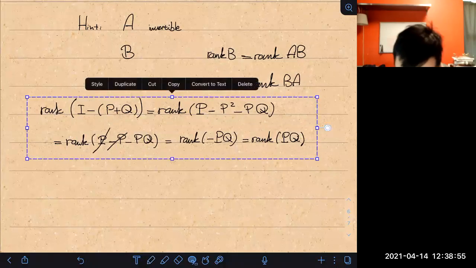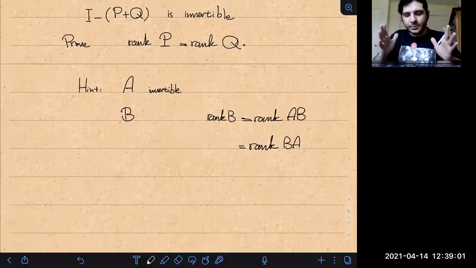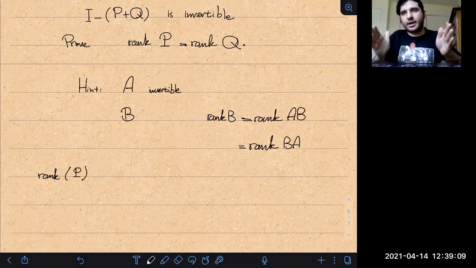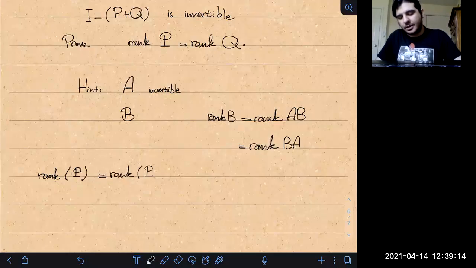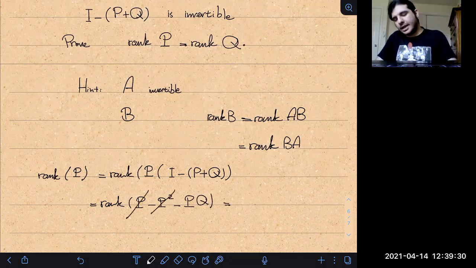Let's erase that and write it again in order to prevent any confusion. So if we want to use this lemma, we know the rank of a matrix B, which we are multiplying, is equal to the rank of P times identity minus P plus Q, which is equal to the rank of P minus P squared minus PQ. And because P squared is equal to P, these two would cancel, and this is equal to the rank of PQ.